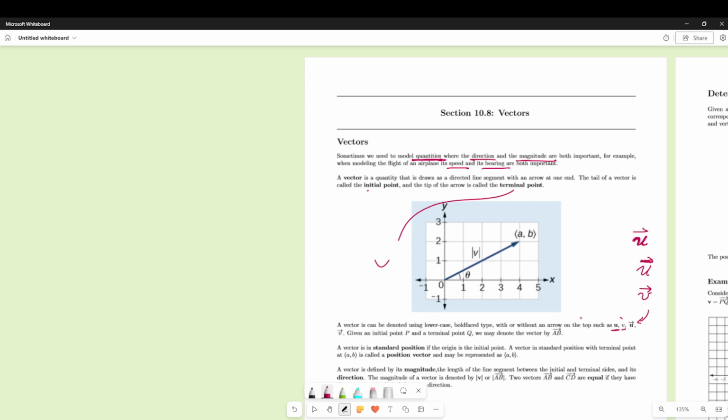You'll sometimes, if you have a vector going from point A to point B, have your vectors in this notation. The vector from A to B tells you what the initial point and the terminal point are. This sentence here, given an initial point of P and a terminal point of Q, we may denote the vector AB. I don't know why that says AB. It should really be the vector PQ, since that's the initial and terminal point that they labeled.